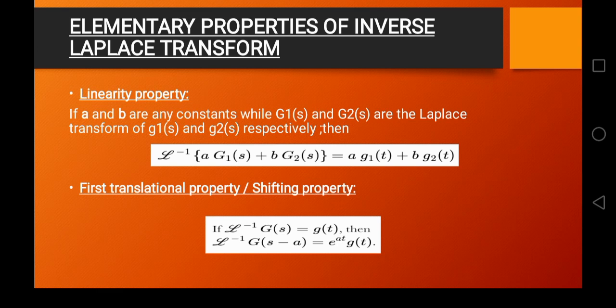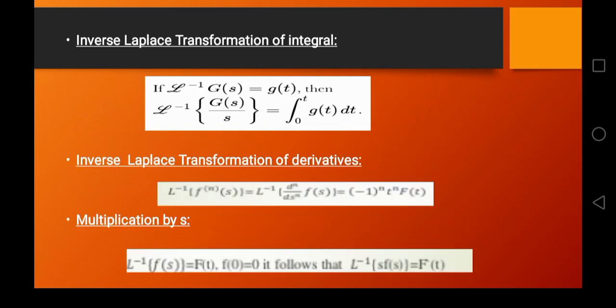So the second property is the first translation property, also known as the shifting property. Let the inverse Laplace transform of a function g of s give me the function g of t, then the inverse Laplace transform of g of s minus a will give me e to the power a t times g of t.